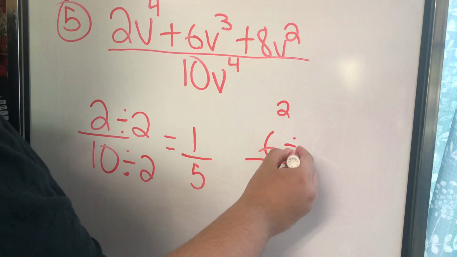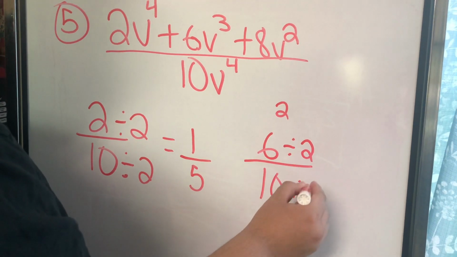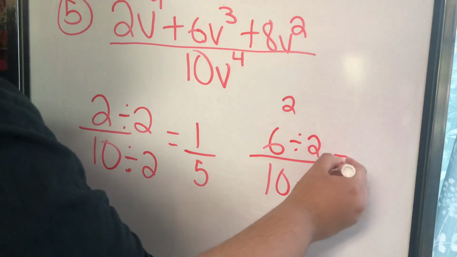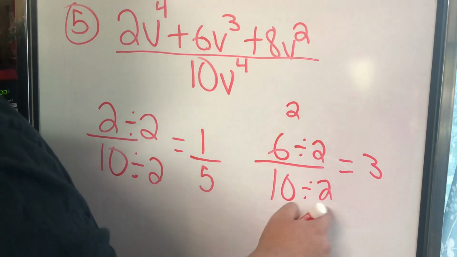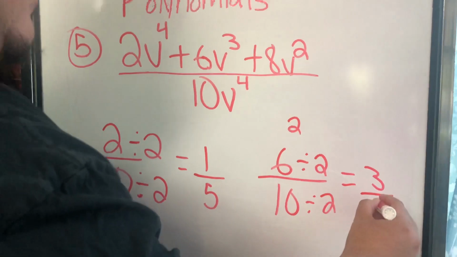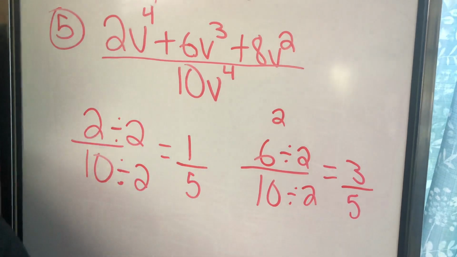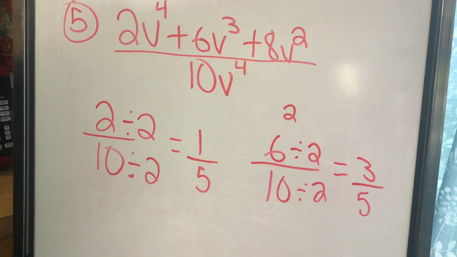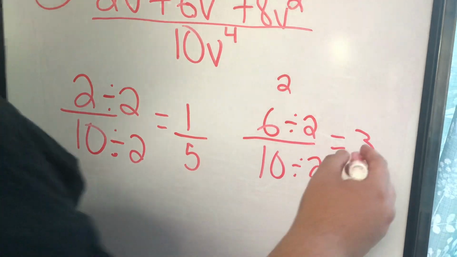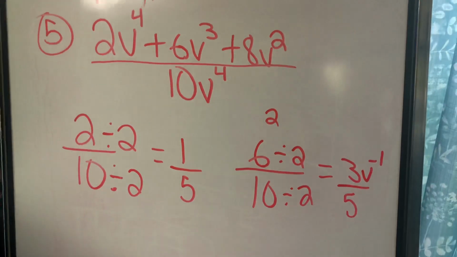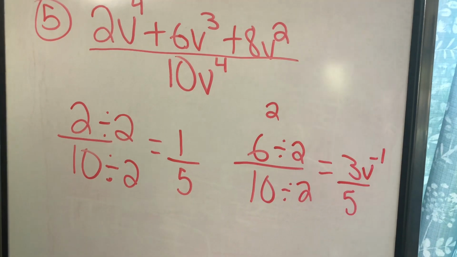So divide each one by 2. 6 divided by 2, that is 3. 10 divided by 2, that is 5. And now let's do the exponents. 3 minus 4, that is -1. So I'm going to put v -1. I'm going to keep that as my answer for the meantime. We'll fix it at the end.